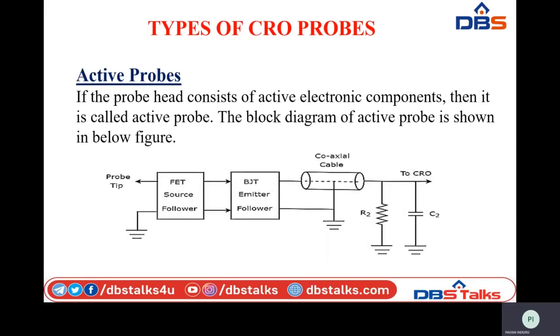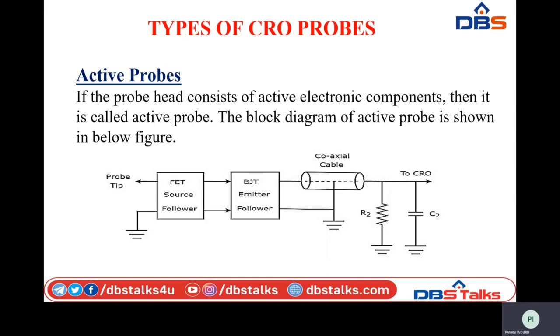We have another type of probes, known as active probes. If the probes contain active elements at the probe head, like transistors and FETs, those are active probes. The advantage of the FET source follower is that it offers high impedance and stops the loading effects on the signal. Similarly, after that we have one BJT emitter follower circuit, for providing impedance matching between the coaxial cable and the CRO signal.